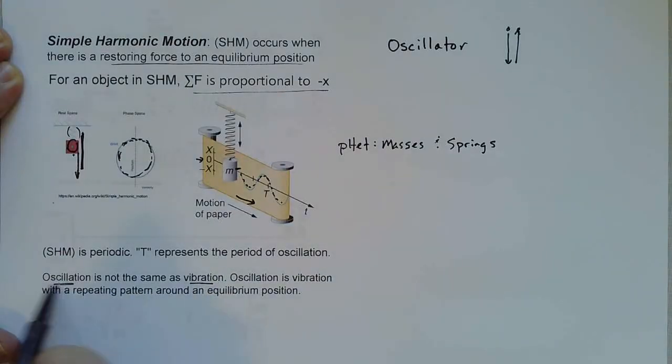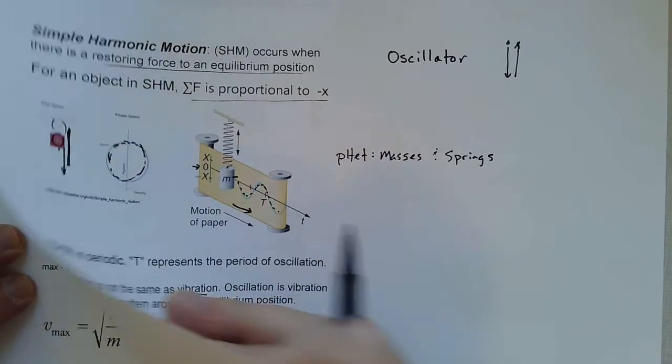All right. Now, do be careful. Don't use the word vibration when you mean oscillation. Vibration's a little bit more random, and oscillation has a very predictable repeating pattern. All right, let's take a look at our next slide.